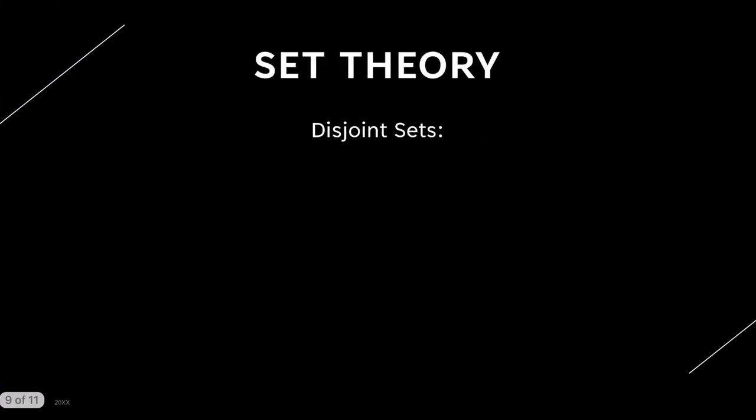Now, disjoint sets. Disjoint sets means, suppose, let's take an example. Suppose I say these are the students who play cricket.